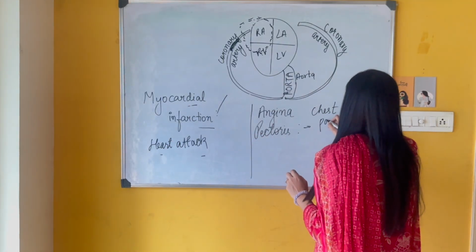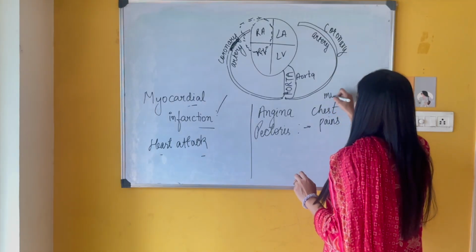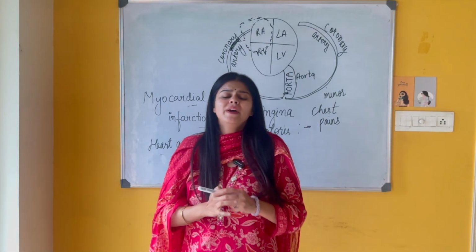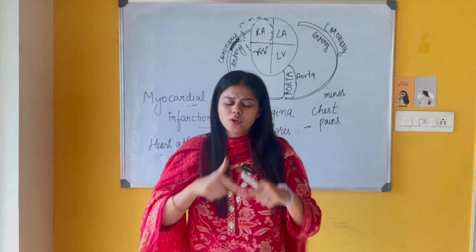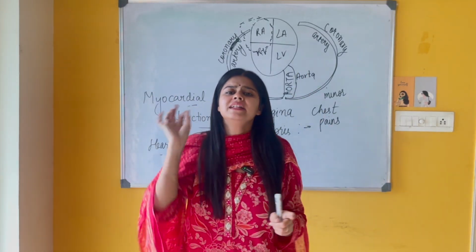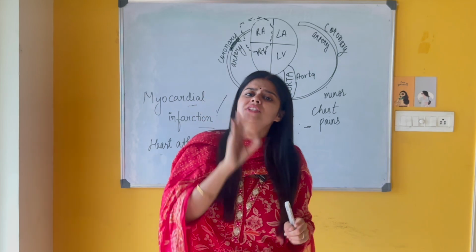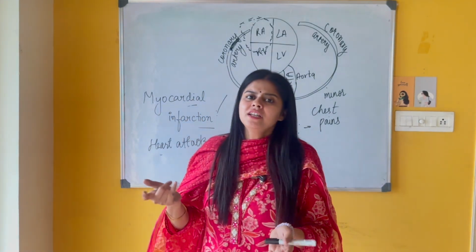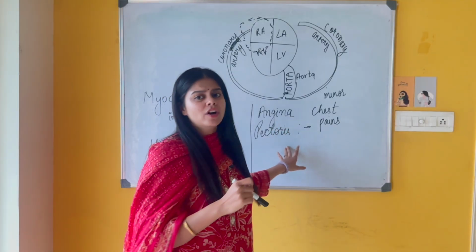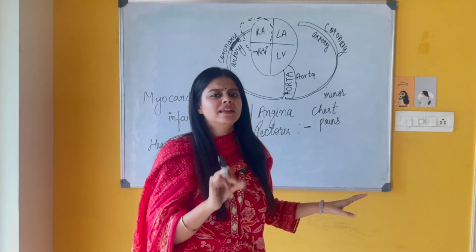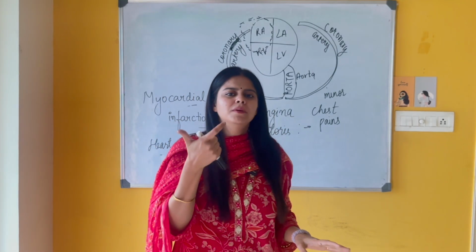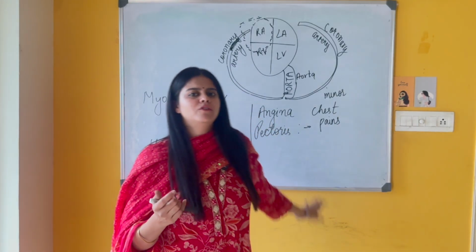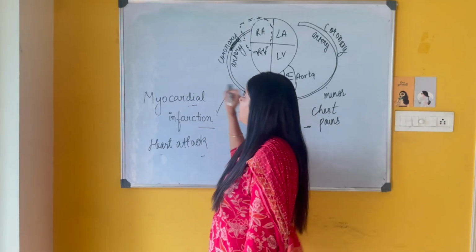What is the reason for minor chest pains? Insufficient supply of blood to the walls of heart. So when insufficient blood reaches the walls of heart, because of the insufficient blood, minor chest pain happens, and this condition is called angina pectoris, and the reason for minor chest pain is insufficient supply of the blood to the walls of heart. Both these definitions are very important for your board exam. So please memorize them, understand them.